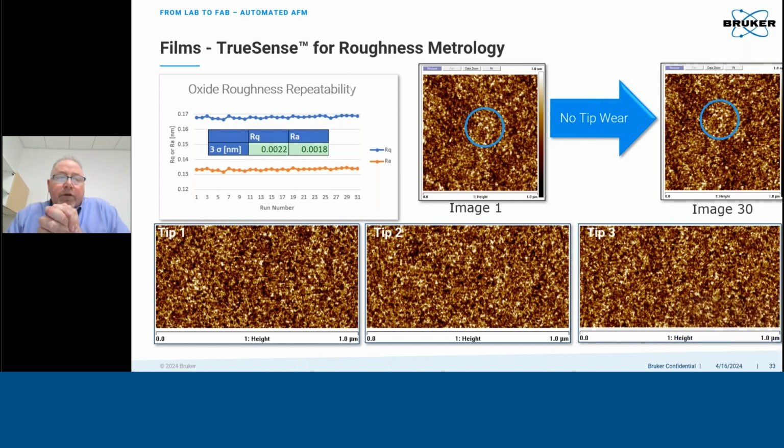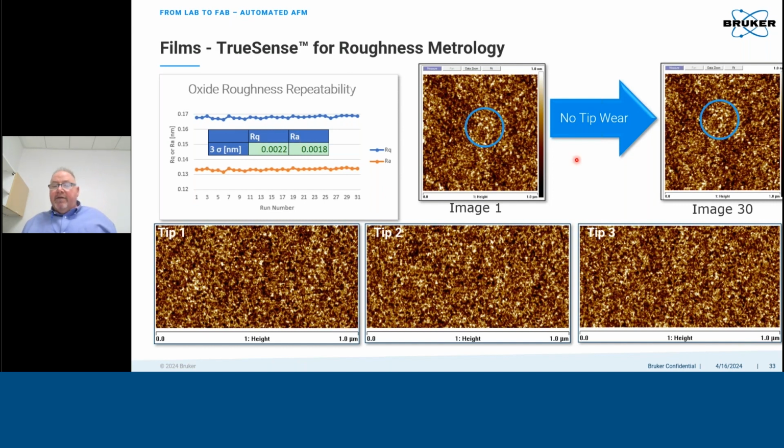Next, so starting with films. Films are one of the most important things to measure for roughness, and roughness is one of the key applications for any AFM. In this case here, we are looking at an oxide roughness using our small area roughness application mode and a sharp HPI super sharp probe. And key items that we can see here is, one, the excellent repeatability. We are well below the angstrom level for repeatability, 3 sigma for both roughness and average roughness.